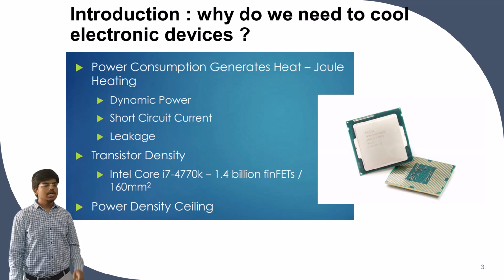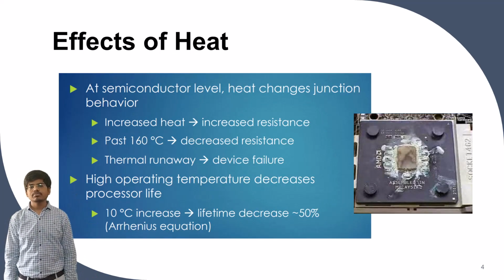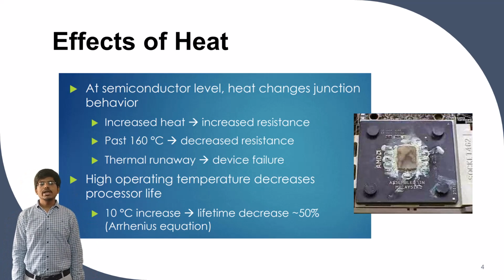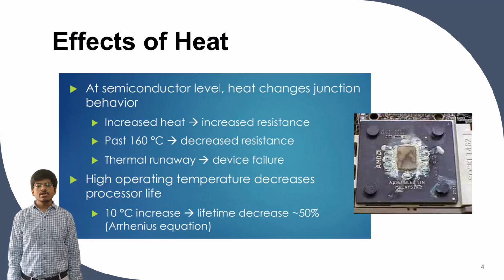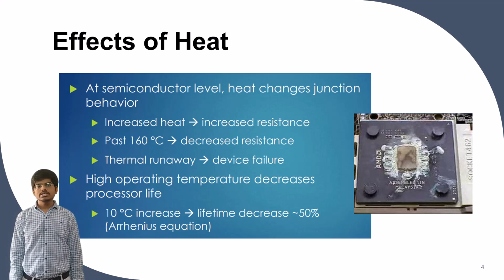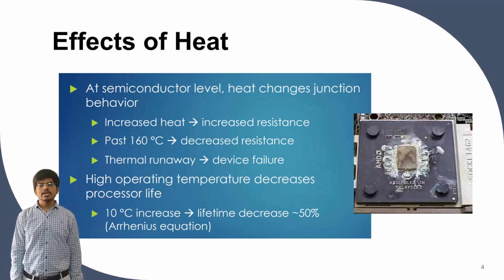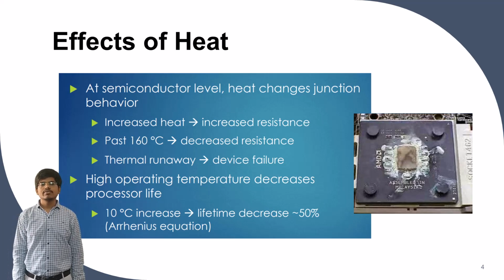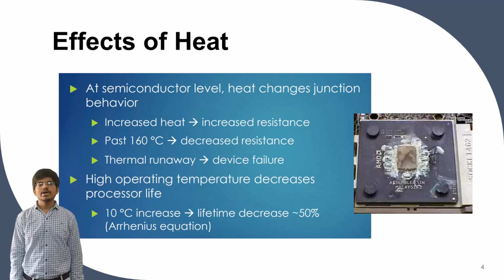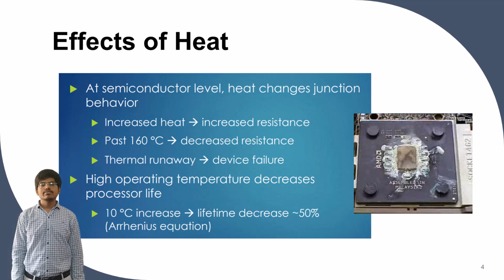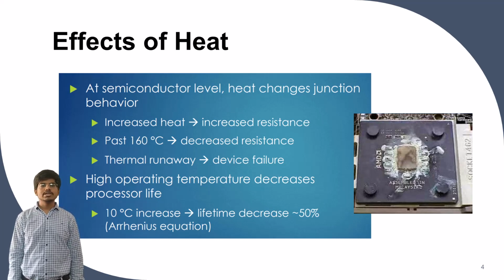Now, we will discuss the effects of heat on semiconductors. At the semiconductor level, heat changes the junction behavior. Increased heat increases resistance to current, and post 160 degrees temperature, resistance decreases. After that, thermal runaway takes place and the device finally fails. After every 10% increase, lifetime decreases by approximately 50%.